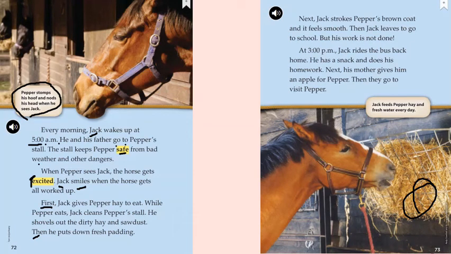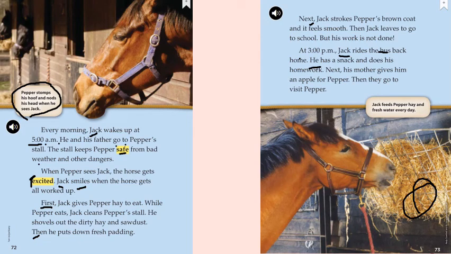Next, Jack strokes Pepper's brown coat and it feels smooth. Strokes means hits. Then Jack leaves to go to school, but his work is not done. At 3 p.m., Jack rides the bus back home. So he goes to school early in the morning and he comes back at 3 p.m.